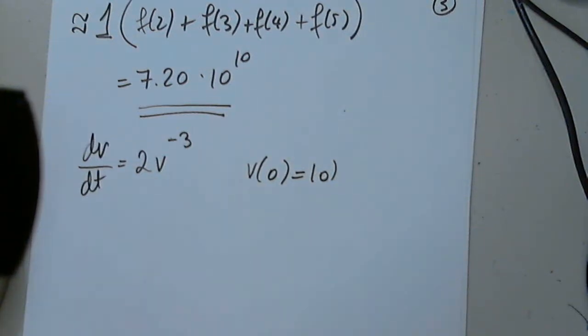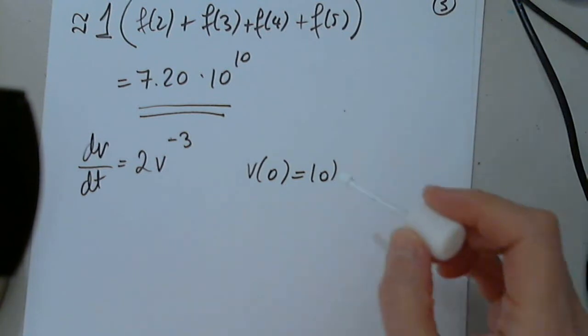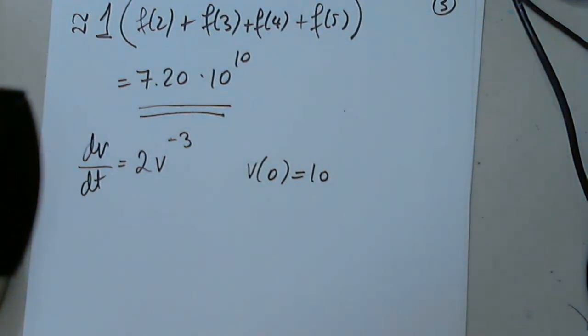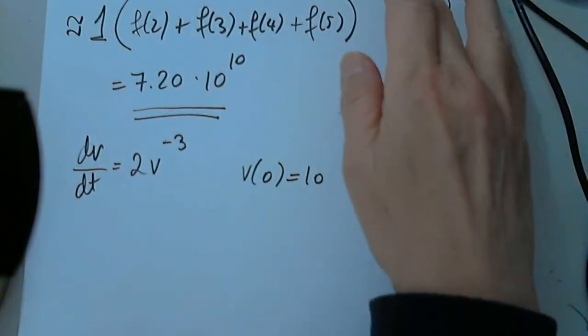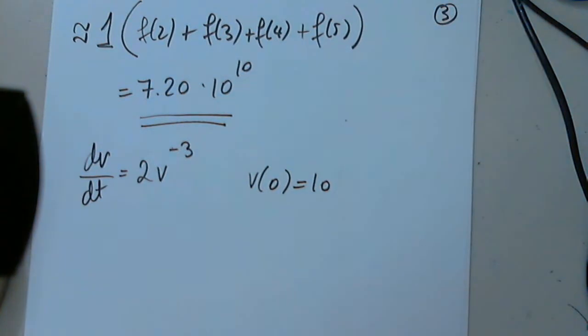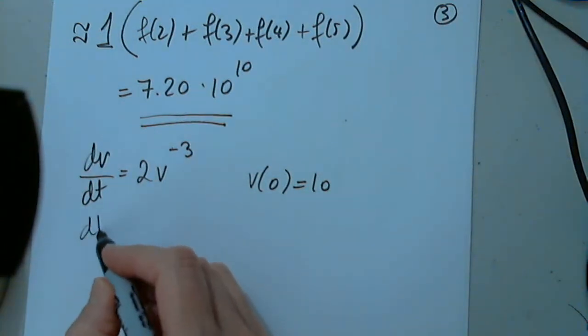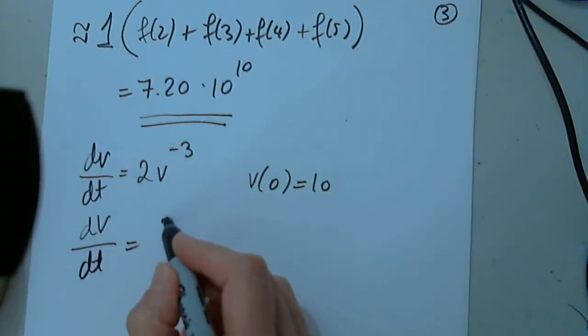an initial value or initial condition. They're saying that v of 0 is 10, and this will allow us to determine the constant. So always remember, look carefully and then analyze and then decide. Okay, I see that v to negative 3, my first step should be this.